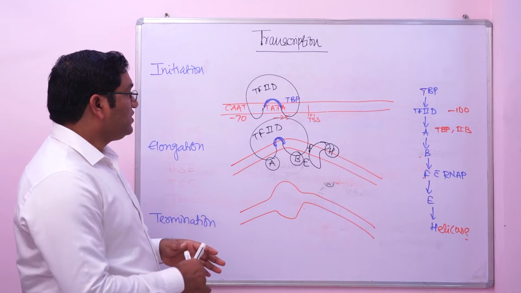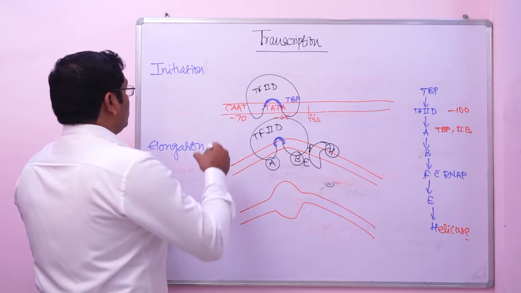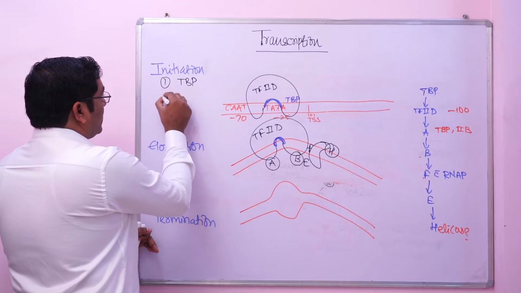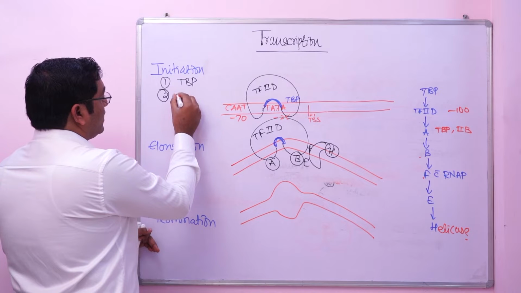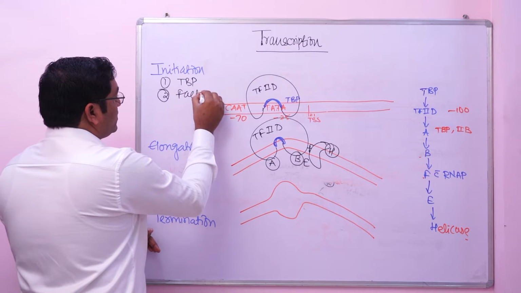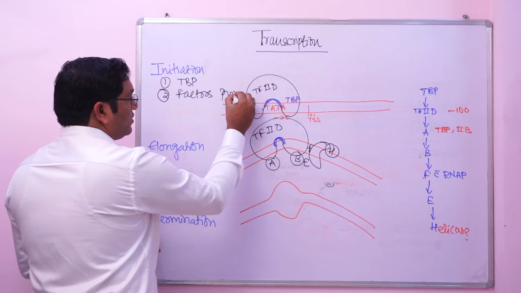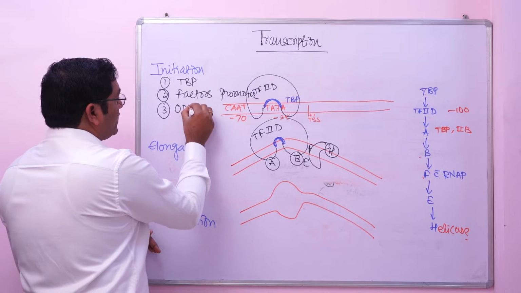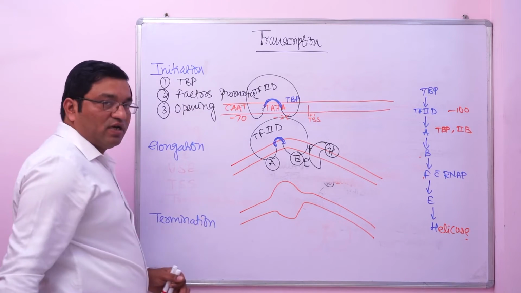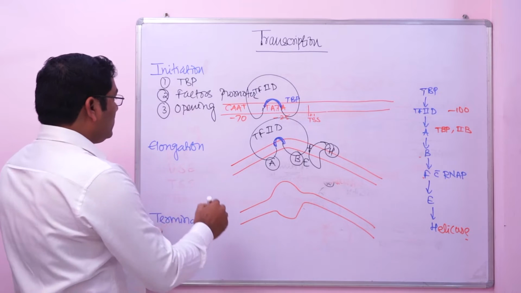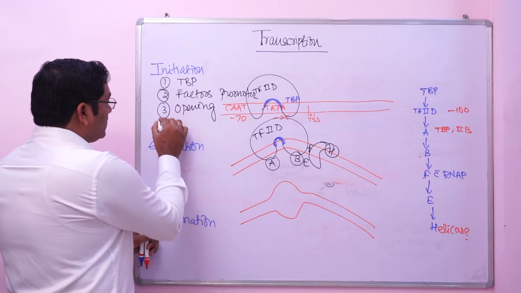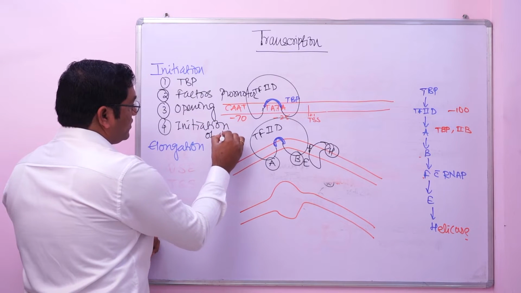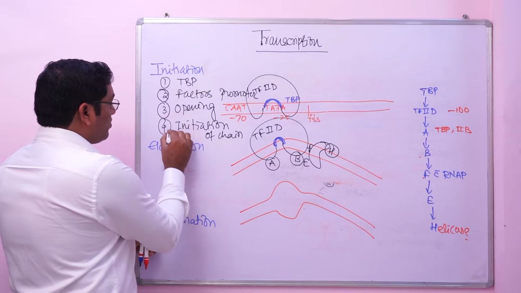So what are the steps in the initiation? The first one is the attachment of the TATA binding protein. Second is the attachment of various initiation factors to the promoter region. Third is the opening of the DNA, local unwinding of the DNA. Fourth is the initiation of chain synthesis. And the fifth step is promoter clearance.